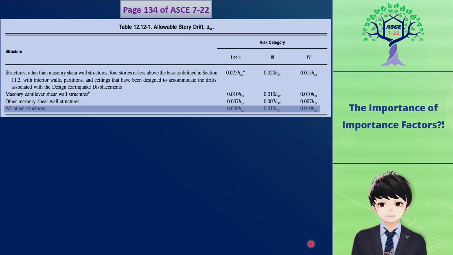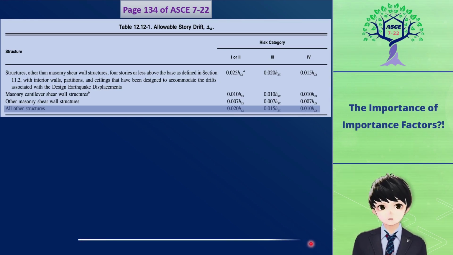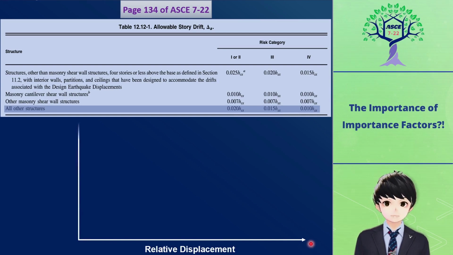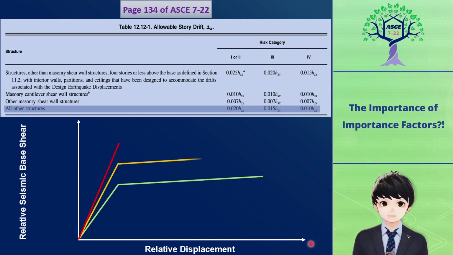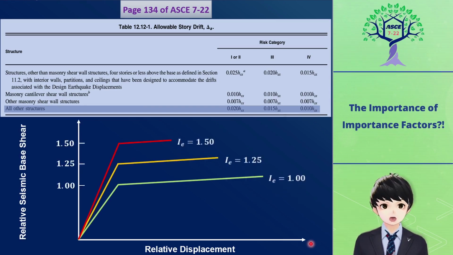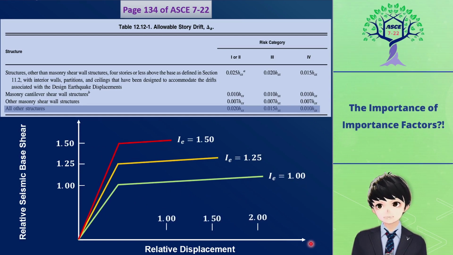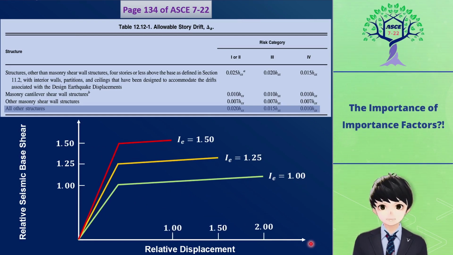I have brought a figure which illustrates the maximum allowable story drift versus relative seismic base shear. As you see, if we deal with a building in risk category 1 or 2, the relative displacement would be twice that of a building in risk category 4, according to what we saw in Table 12.12-1. I hope you have found out the importance of the importance factor and also its effect on the strength and ductility of a structure.